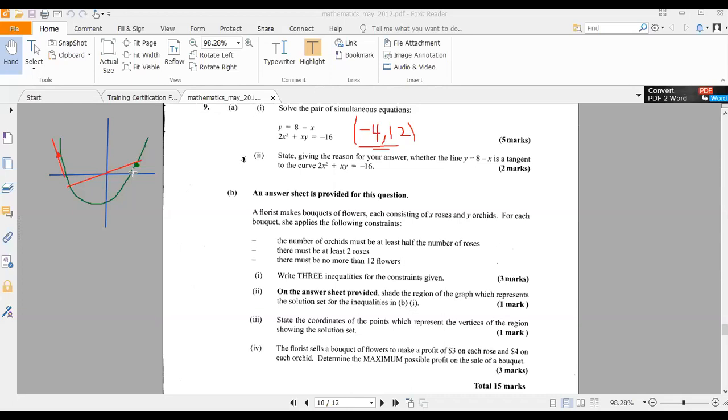Clear now? Yeah. Sir, for this answer, let's say it is a tangent because it only passes through one point of it. Yeah, it's a tangent because it has only one solution, if you want to say that. If it has two solutions, it will not be a tangent.